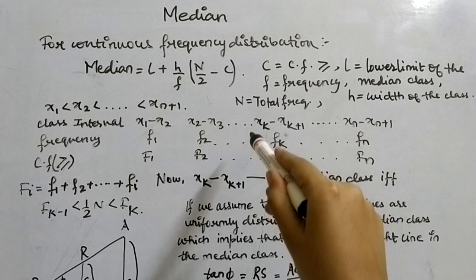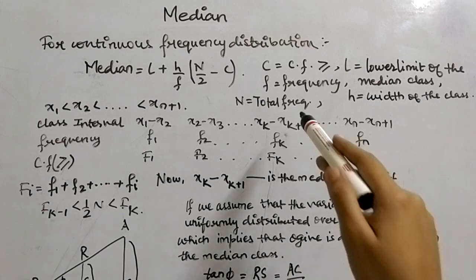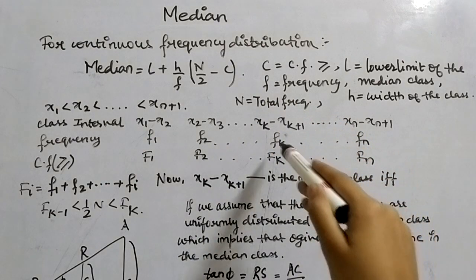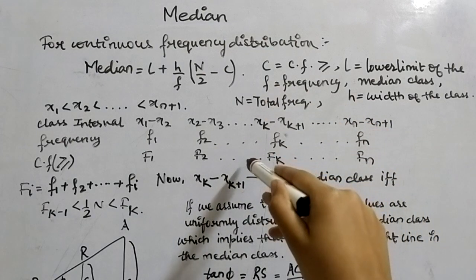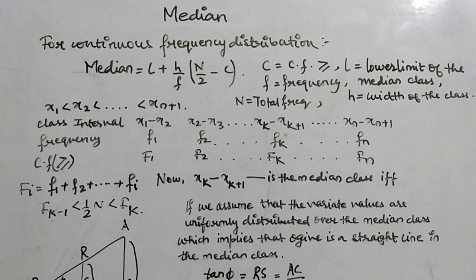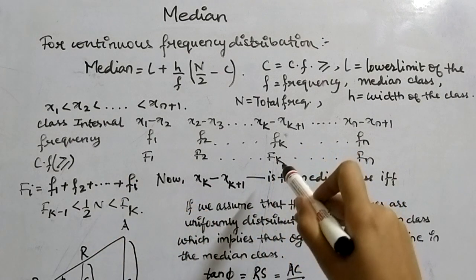What do we mean by preceding class? Preceding class means the cumulative frequency of the previous class. And this is the median class, so this is the cumulative frequency of this particular class. The preceding class will be F(k minus 1). So N by 2 should lie between the preceding class and the median class.